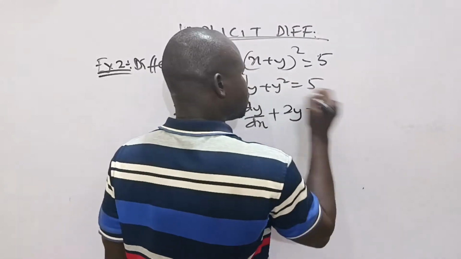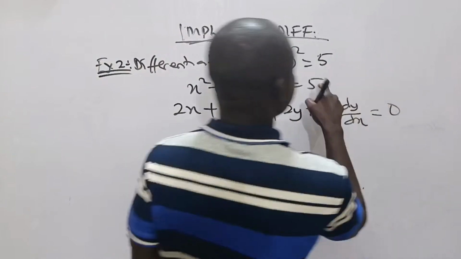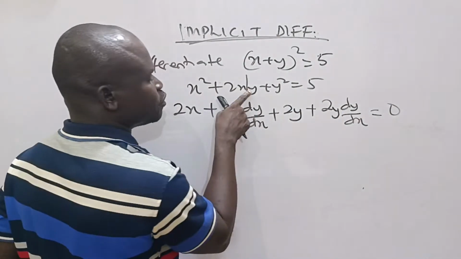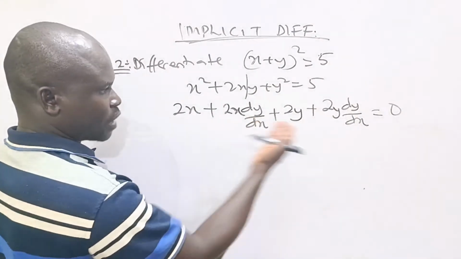Then plus, where I have y squared, I have 2y dy dx. The differentiation of a constant is 0. Please, let's note, whenever you differentiate y, you must add dy dx to it, because y is the dependent variable. So that's what we are going to get.